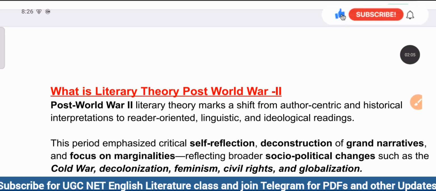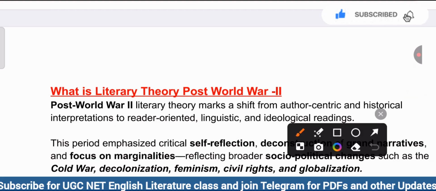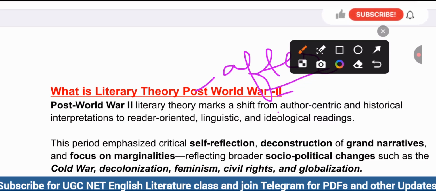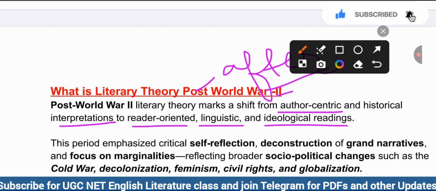Our focus in this class is going to be not only literary theory, but literary theory in the post-World War period. After post-World War, what was the situation and how did the theorists use theories in the work after World War II. Okay. So after post-World War II, literary theory marks a shift from author-centric and historical interpretations to reader-oriented, linguistic and ideological readings. Okay, this thing you have to remember.